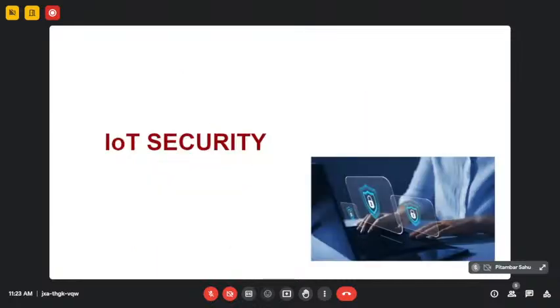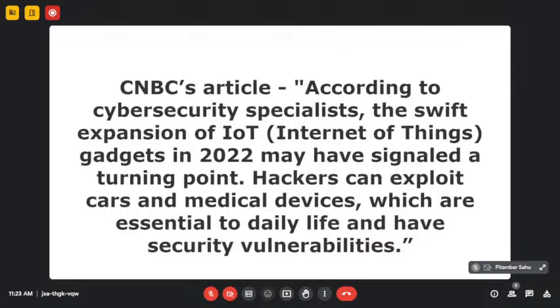So how can we prevent attacks happening in IoT devices? So security in IoT is actually very much important, because in CNBC there was an article in 2022 that the hackers can exploit cars, medical devices, which are essential to daily life, and have security vulnerabilities. Because when a hacker takes control of your car's automation, then your life is at threat, because he is the one who can control your entire car, right? So all this is quite possible, and lots of security attacks right now happen in pacemakers. We have seen lots of movies, lots of threats for political leaders, where the hackers get control of their pacemakers and their life is at threat.